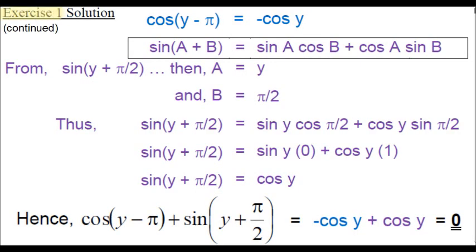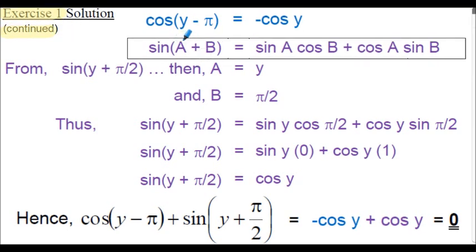Exercise 1, solution continued. I've just repeated the answer from the previous slide for reference. The next compound angle formula we'll consider is the sine of angle A plus B. In this case, angle A is y, angle B is pi upon 2. So then simply inserting A and B into the right hand side of our formula here.